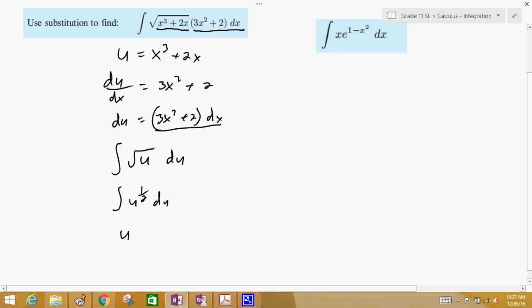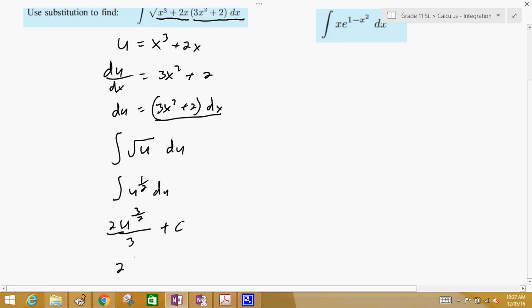So this just becomes u to the power 3 over 2 divided by 3 over 2 plus c. And then the final step, I don't want it in u's because the question gave me x's, so I need to put it back to x. So it becomes 2 times x cubed plus 2x to the power 3 over 2, divided by 3, plus c.